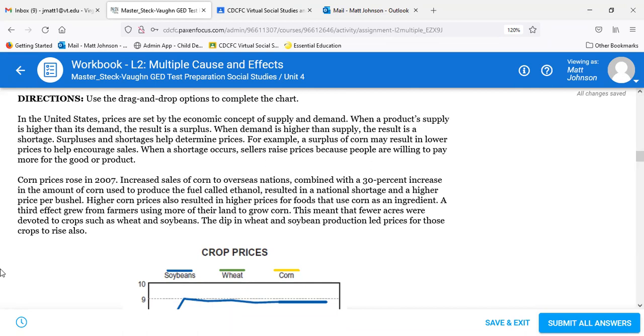Corn prices rose in 2007. Increased sales of corn to overseas nations, combined with a 30% increase in the amount of corn used to produce the fuel called ethanol, resulted in a national shortage and a higher price per bushel. Higher corn prices also resulted in higher prices for foods that use corn as an ingredient. A third effect grew from farmers using more of their land to grow corn. This meant that fewer acres were devoted to crops such as wheat and soybeans. The dip in wheat and soybean production led prices for those crops to rise also.